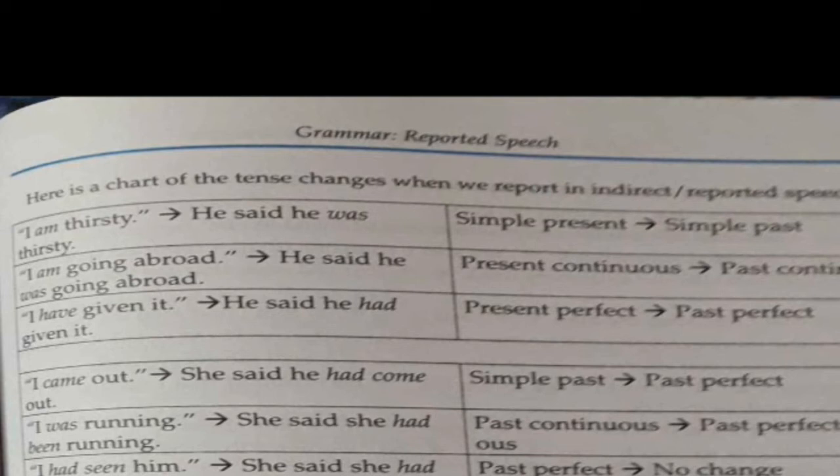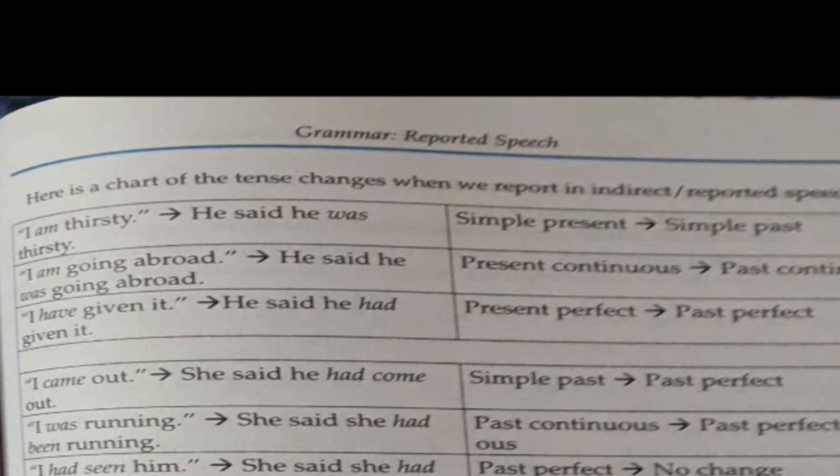Then "I have given it" is present perfect. Then "he said he had given it" is past perfect. So perfect tense means when it is just done, you use had. Then "I came out" is simple past. Then "she said she had come" is past perfect. "I was running" is past continuous. Then "she said she had been running" is past perfect continuous.